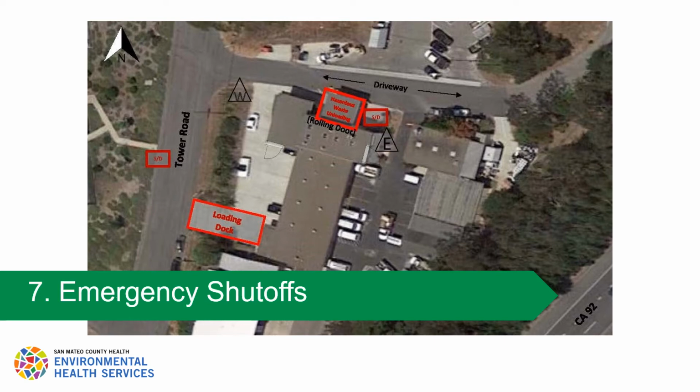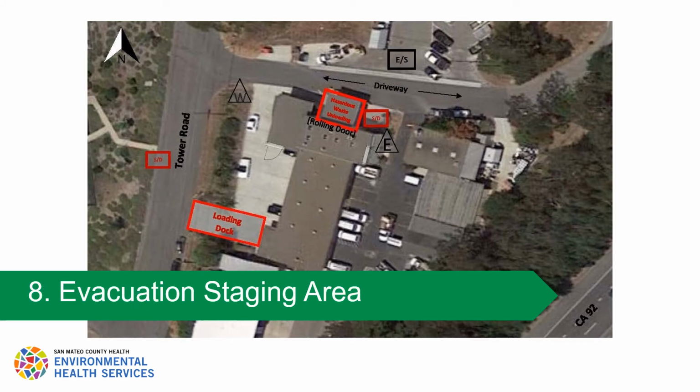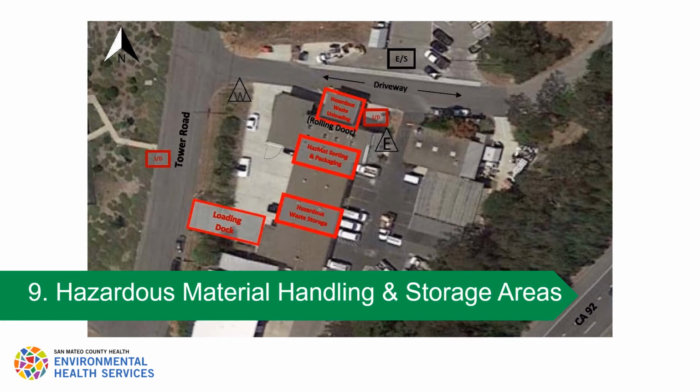Identify the emergency shutoffs, such as for electrical, gas, or water. Include an evacuation point in case of emergency. Label the areas of the facility where hazardous materials are frequently handled or stored.